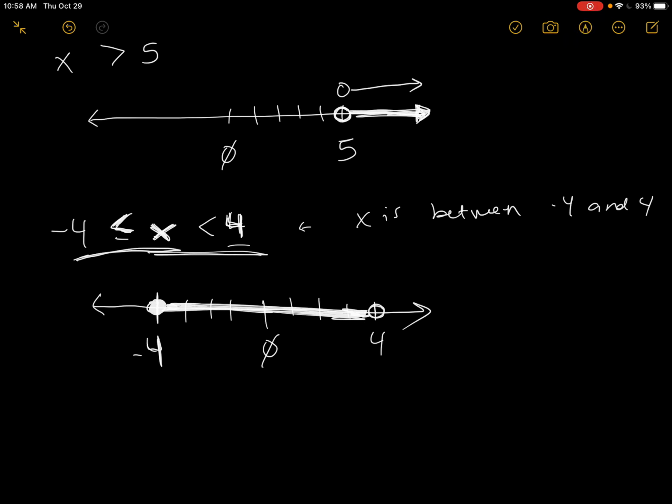And we can test this. Like if I pick a number, let's pick -1, I'm going to plug it in. Is -1 greater than -4? Yes, it is. Is -1 less than 4? Yes, it is. So it checks out. If I pick outside, let's say I pick -5.